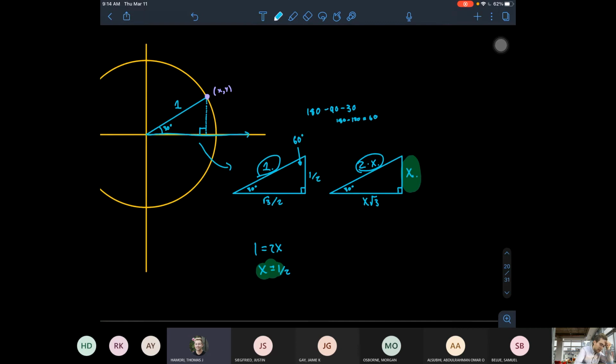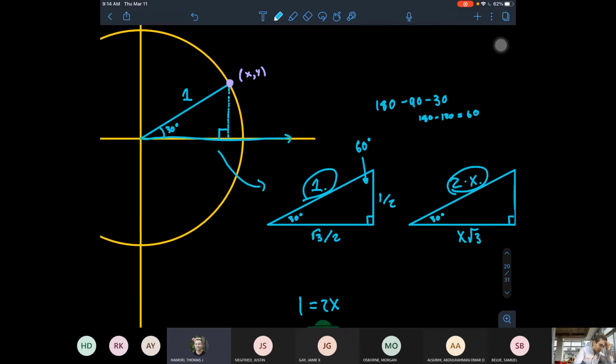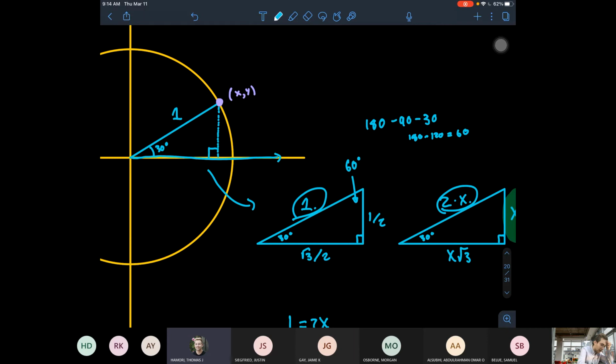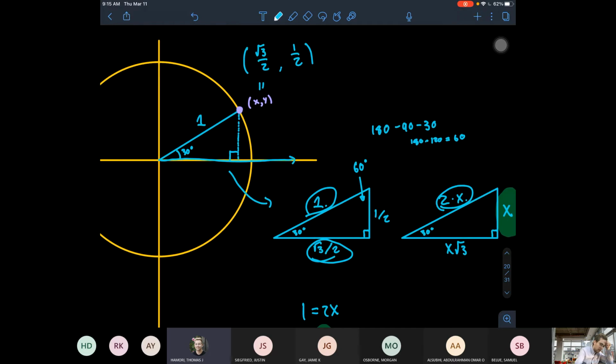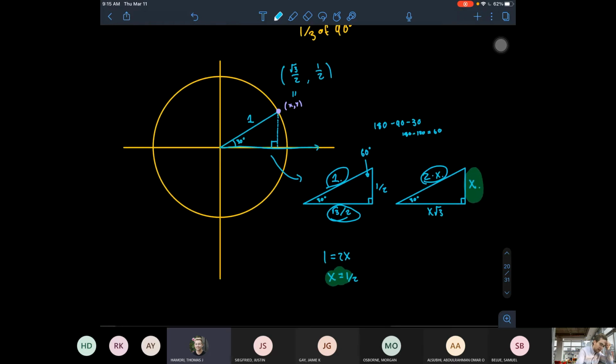So if these are the side lengths of this triangle, then the point x comma y is equal to the point, well, we look at the x-coordinate, that's how far left and right we should walk. Well, we should walk to the right square root 3 over 2 units. So we get square root 3 over 2. And then how far up and down should we walk? Well, the side length across from the 30 is 1/2. And that tells us how far up and down we should go. So we get this point, square root of 3 over 2, comma 1/2.